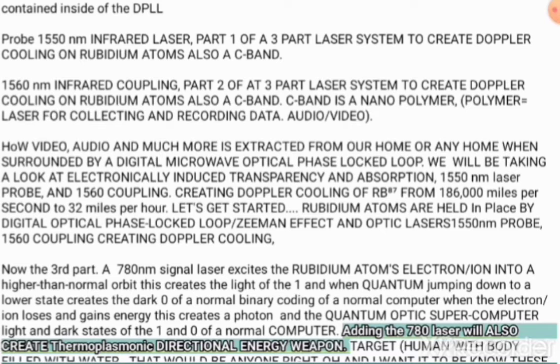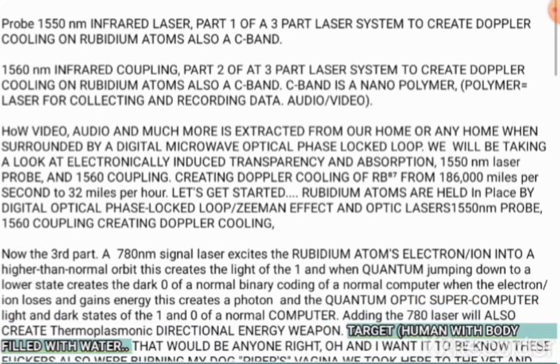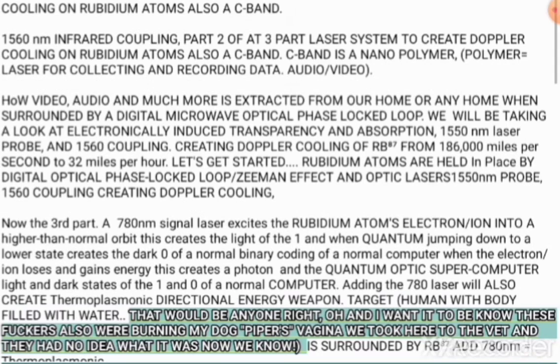Adding the 780 laser will also create thermoplasmonic directional energy weapon. Target human with body filled with water. That would be anyone, right? Oh, and I want it to be known, these fuckers also were burning my dog Piper's vagina. We took her to the vet and they had no idea what it was. Now we know. Is surrounded by Rb to the power of 8 to the power of 7. Add 780 nm equals thermoplasmonic.